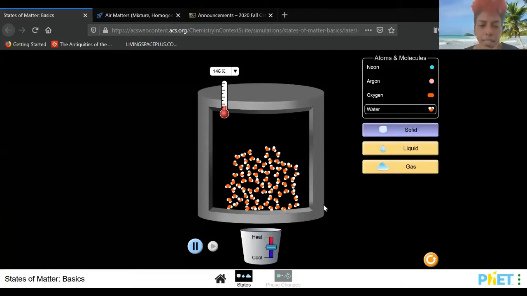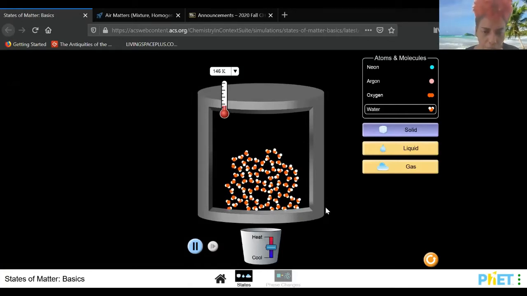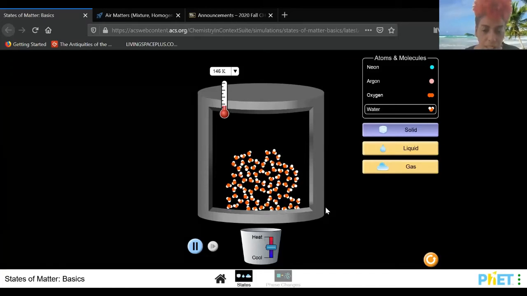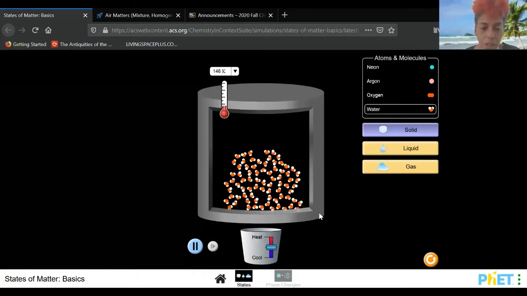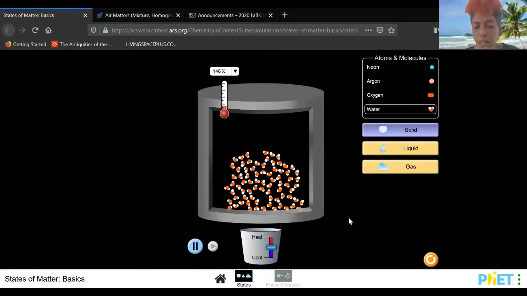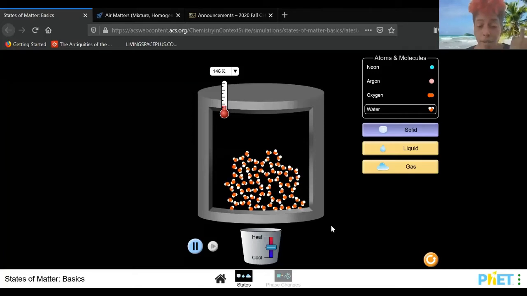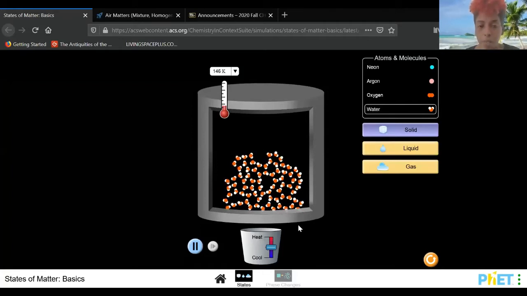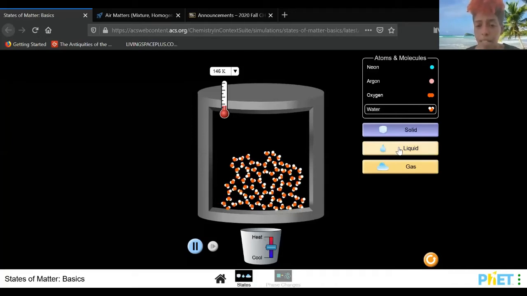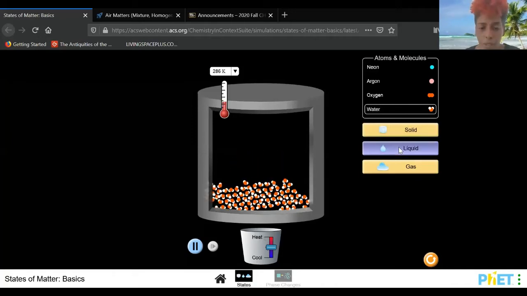So water, solid. Hey, wait, why isn't it all packed up all tight like the neon was? Well, water is a very special substance, and the density of water when it's frozen is lower than water when it is liquid. You guys know that because ice floats, right? So that must mean that the density of frozen water is going to be less than liquid water. Now let's see a liquid.